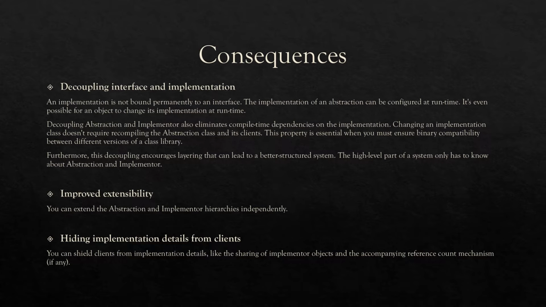Decoupling abstraction and implementer also eliminates compile time dependencies on the implementation. Changing an implementation class doesn't require recompiling the abstraction class and its clients. This property is essential when you must ensure binary compatibility between different versions of a class library. Furthermore, this decoupling encourages layering that can lead to a better structured system. The high-level part of a system only has to know about abstraction and implementer.